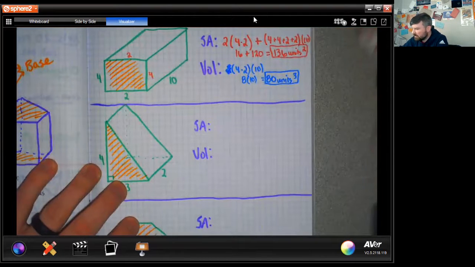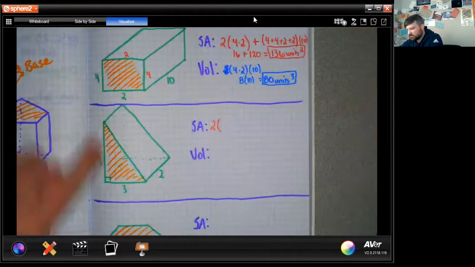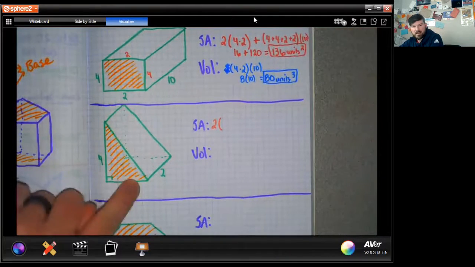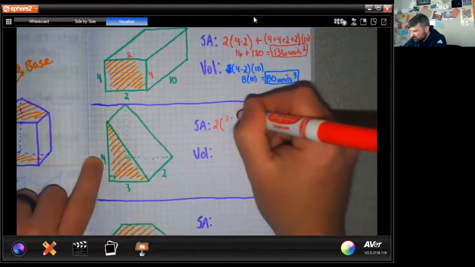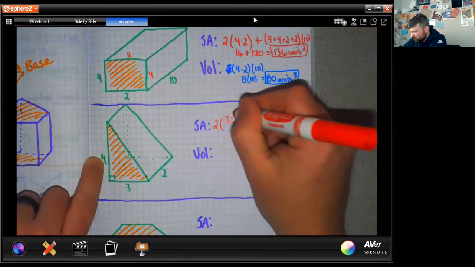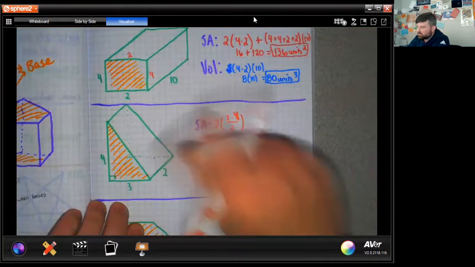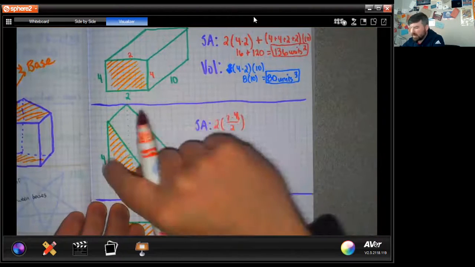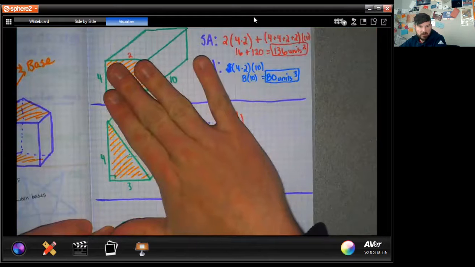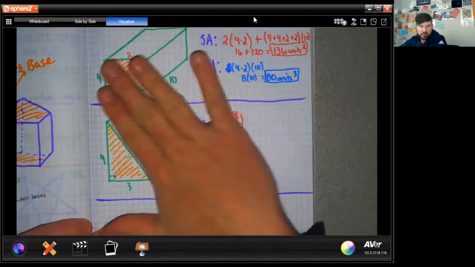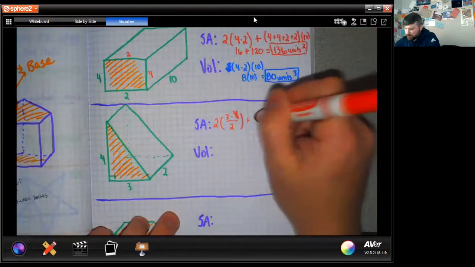So surface area is 2 times the area of the base. Now, my base is a triangle. So to find the area of a triangle, we take base times height, which was 4, divided by 2. Don't confuse the height of the triangle with the height of the prism. You just need to find the area of that triangle right there. You don't even have this 2 over here to do that. So you got 2 of those plus the perimeter.